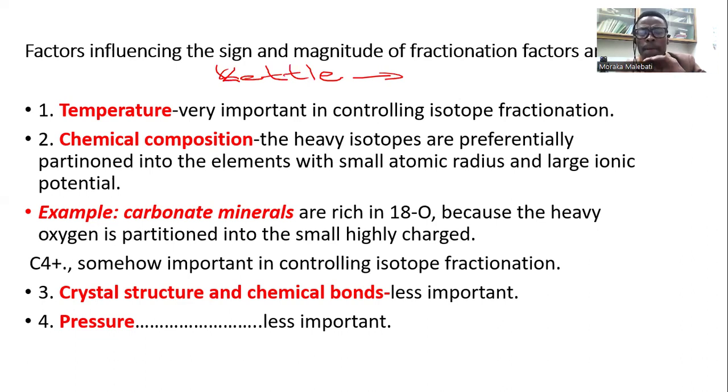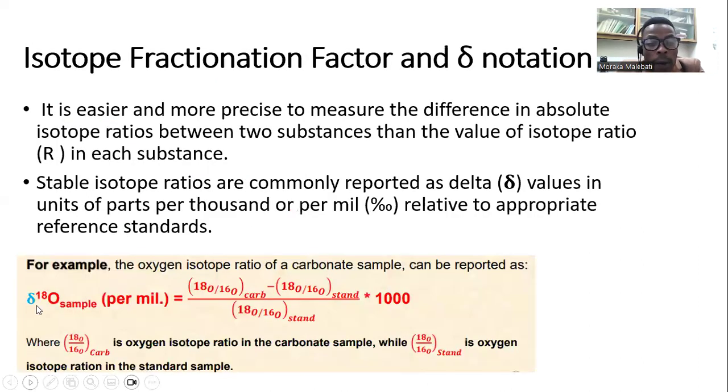At the same time, because of the chemical composition, we know heavy isotopes are preferentially partitioned into the elements with small atomic radius and large ionic potential. For example, carbonate minerals are rich in oxygen-18 because the heavy oxygen is partitioned into the small, highly charged carbon 4+. In terms of crystal structure and chemical bonds, that is less important. So we're going to focus mostly on temperature and chemical composition. But crystal structure, chemical bonds and pressure are also important in controlling fractionation.